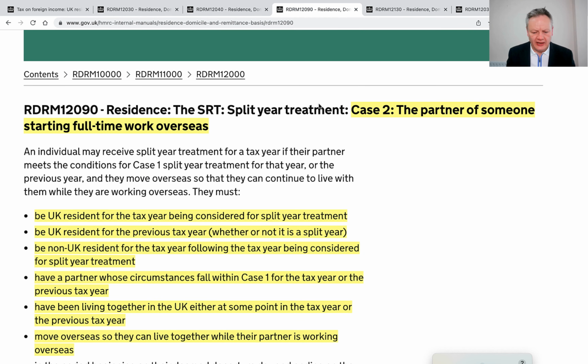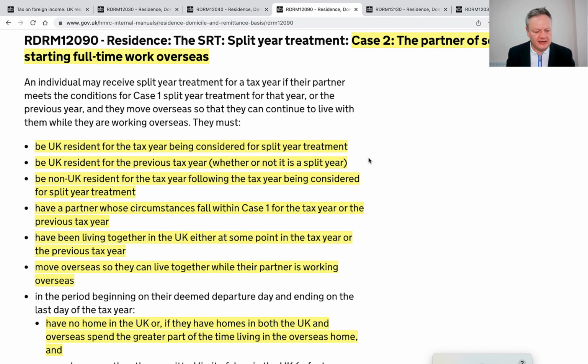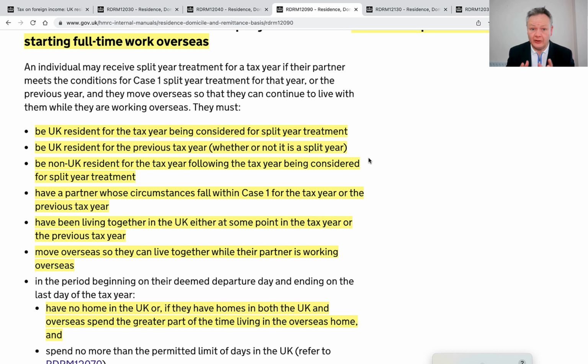Okay, so then we've got the partner of someone starting to work full-time overseas. So maybe you're going over to a different country but not working for a number of reasons, but your spouse is. Now, spouse could be husband, wife, civil partner. And what we're talking about here is that you need to fulfill these criteria for not having their income or your income in those foreign countries being subject to UK tax.